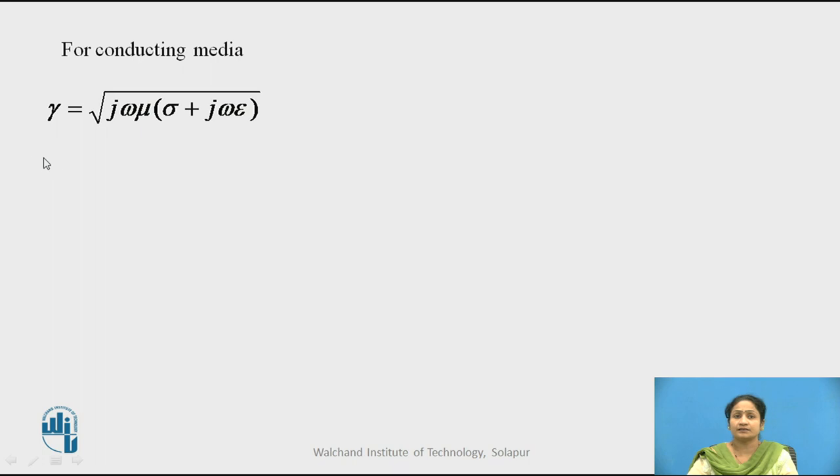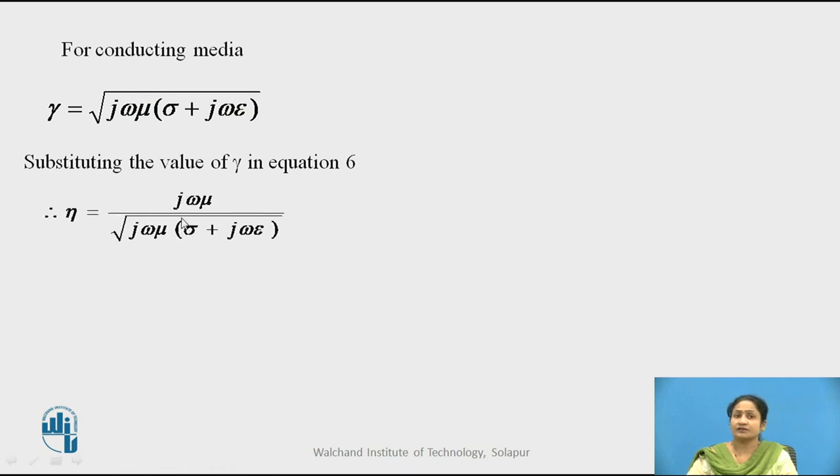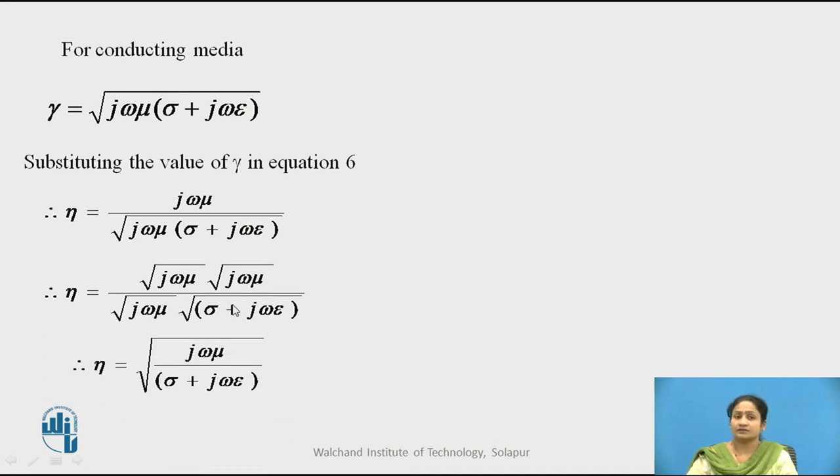Now let us consider the conducting media. For the conducting media, the propagation constant, that is gamma, is given by under root j omega mu (sigma plus j omega epsilon), where sigma is nothing but the conductivity. Substituting the value of gamma in the above equation, we will expand this in terms of root, so that these two terms will be the same and cancel out, and we will remain with only these two terms, which is under root j omega mu upon (sigma plus j omega epsilon). This is the intrinsic impedance for the conducting media.